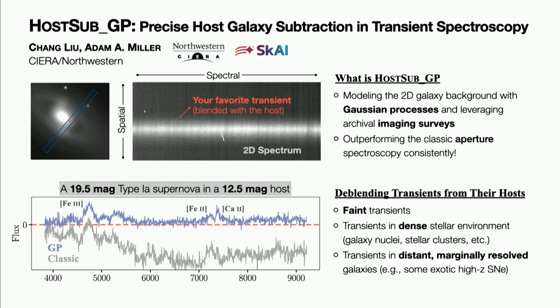So essentially, we build a Gaussian process framework. We build a smooth prior from archival, say, Pan-STARRS images. And then we use another Gaussian process to learn the difference between the actual 2D spectrum and these priors. It turns out that for this specific case, and in many other cases, while the classic method dramatically overestimates the sky background, leading to a negative flux, our method is much more consistent with the real sky background.